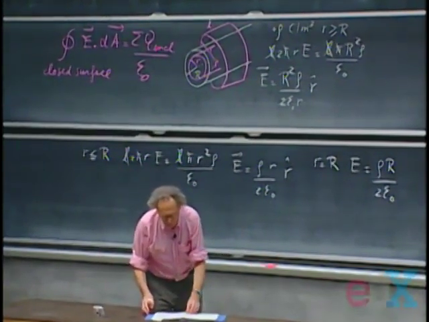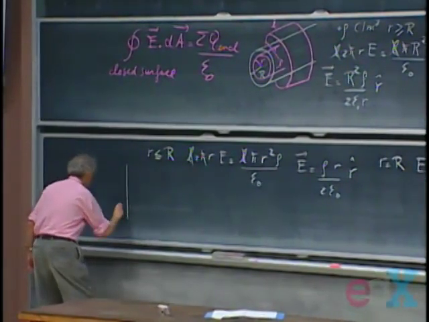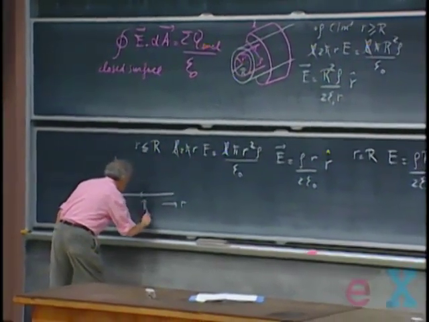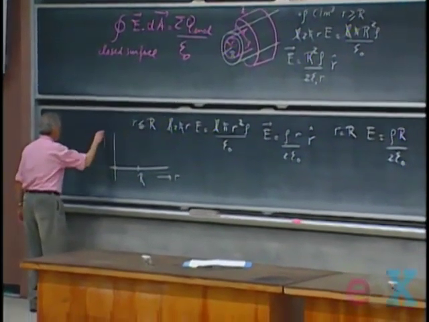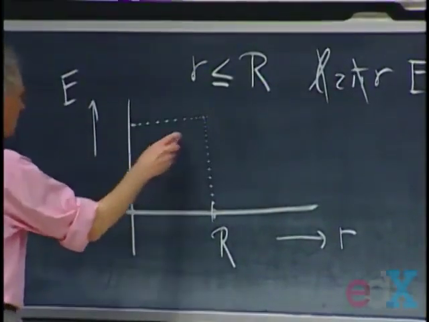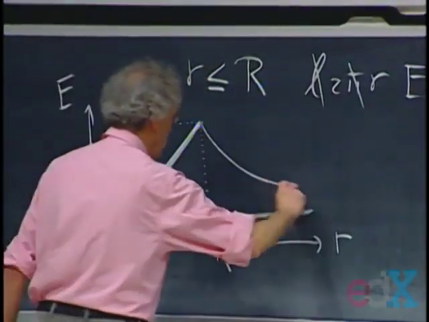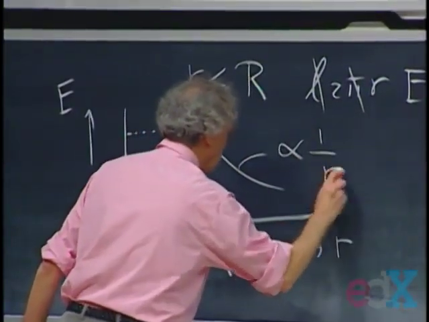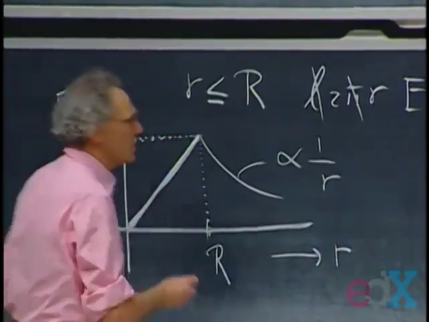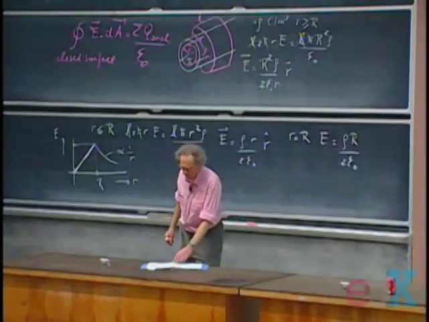So we can now make a plot of the electric field as a function of distance r, here being capital R, and here being the electric field strength. It's a linear line, 0 here, goes up to a certain maximum, and then it falls off as 1 over r. And this value here is this value. That's when little r is capital R.